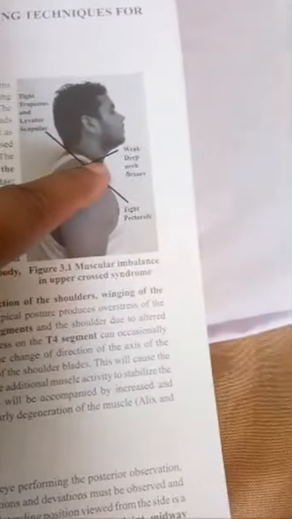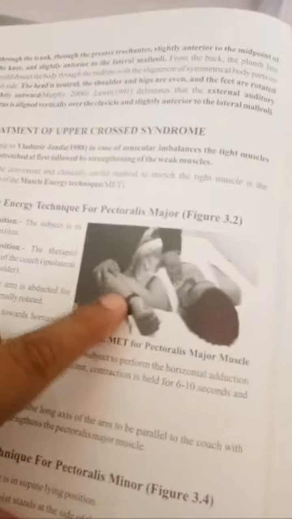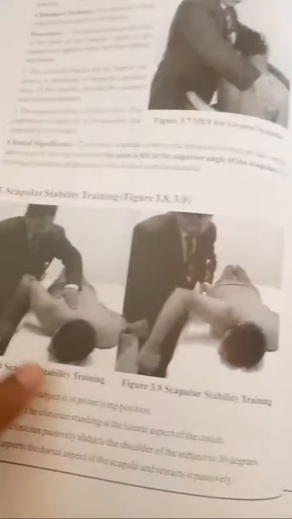And this is how the deep neck flexors, I told you that pressure biofeedback unit we are using to activate the deep neck flexors. And these are the METs you can apply for the pectoralis major and pectoralis minor tightness identification. You can do MET for the trapezius, MET for the levator scapula. I already explained from C1 to C4 to the superior angle of the scapula, the scapular stability training. You can go for the scapular taping techniques.